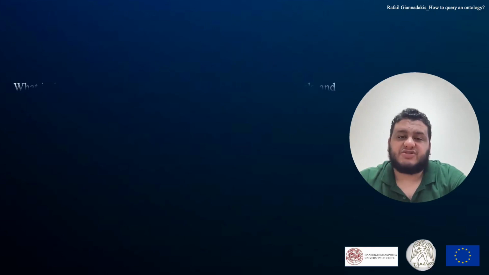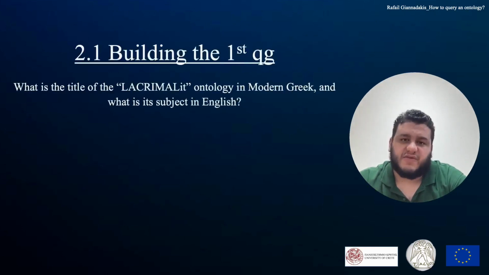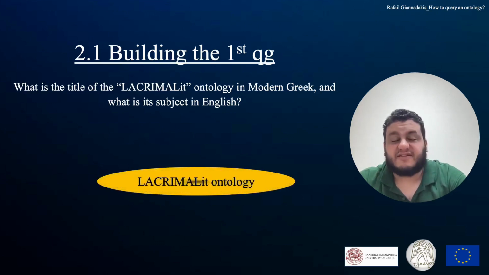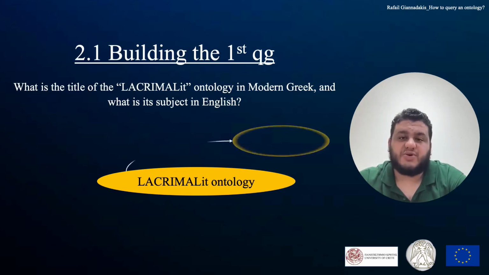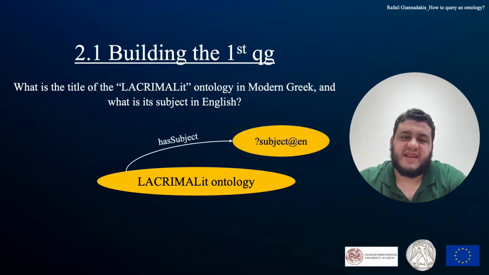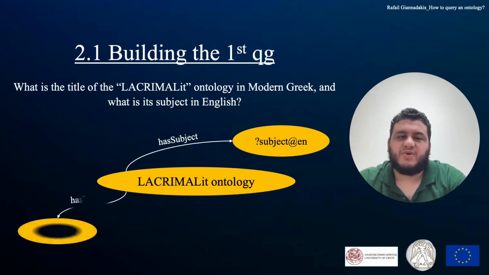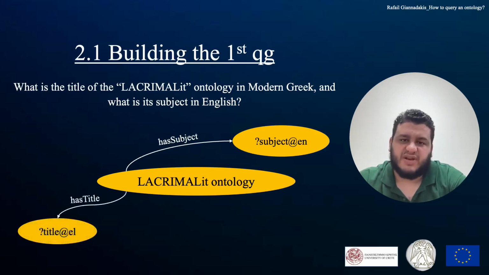The first question focuses on the title of the ontology in modern Greek and its subject in English. This user-friendly graph exploits the ontology itself, which is connected to two other nodes. The first node concerns the ontology subject in English by linking them with a has-subject relation, and the second one with a node concerning the title of the ontology in Greek by linking them with a has-title relation.